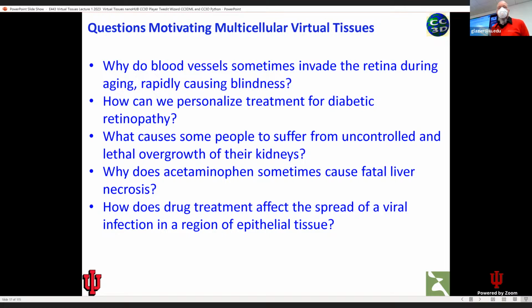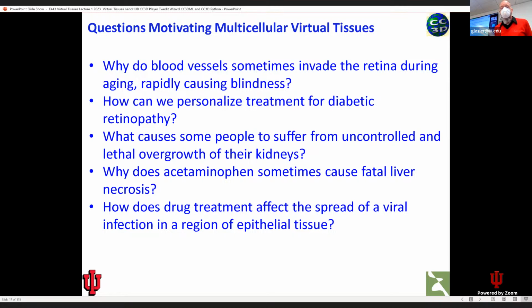Some of the projects that we've worked on over the years as research projects using these kinds of methodologies. Why, when people age, do the blood vessels that normally stay behind the retina and keep it oxygenated and fed sometimes invade the retina and tear it to shreds? Could we improve treatments for diabetic diseases of the retina? Which are not very satisfying at the moment.